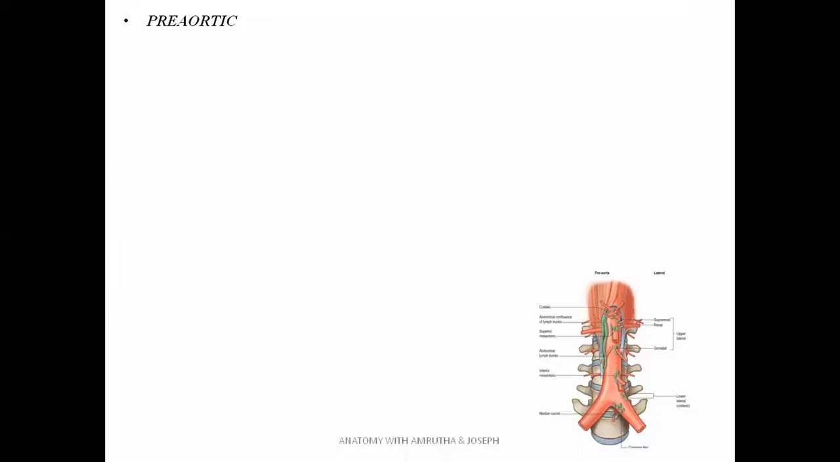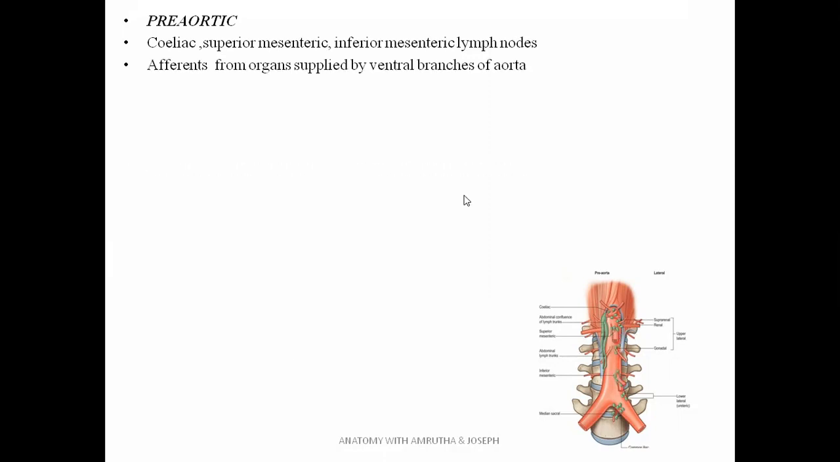Let's see the pre-aortic lymph nodes. They are seen in front of the aorta. They are 3 in number, or 3 groups are there. Celiac group lying along the celiac trunk, superior mesenteric lying along the superior mesenteric artery, inferior mesenteric lying along the inferior mesenteric artery. The afferents are from the organs supplied by ventral branches of the aorta. Now, the lymphatics to these lymph nodes are coming from different abdominal organs. Efferents from these lymph nodes form the intestinal trunk.